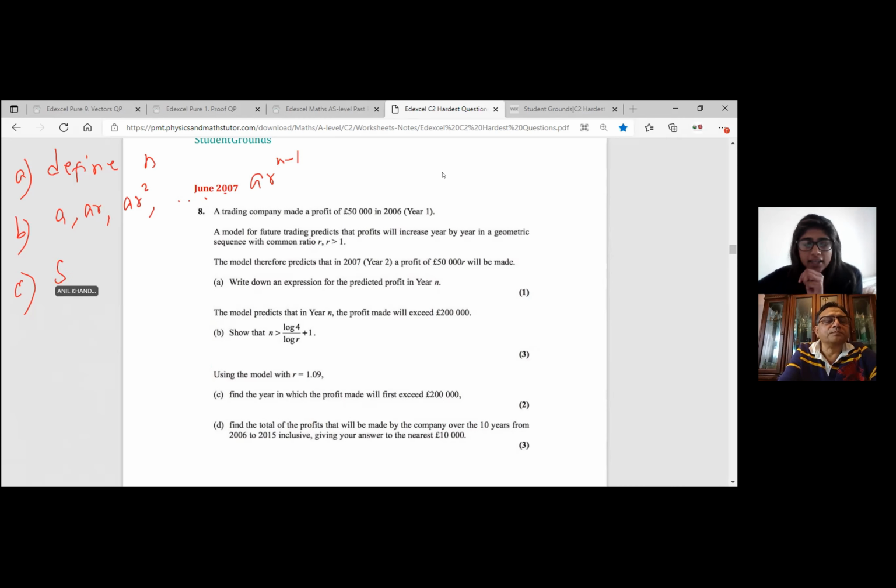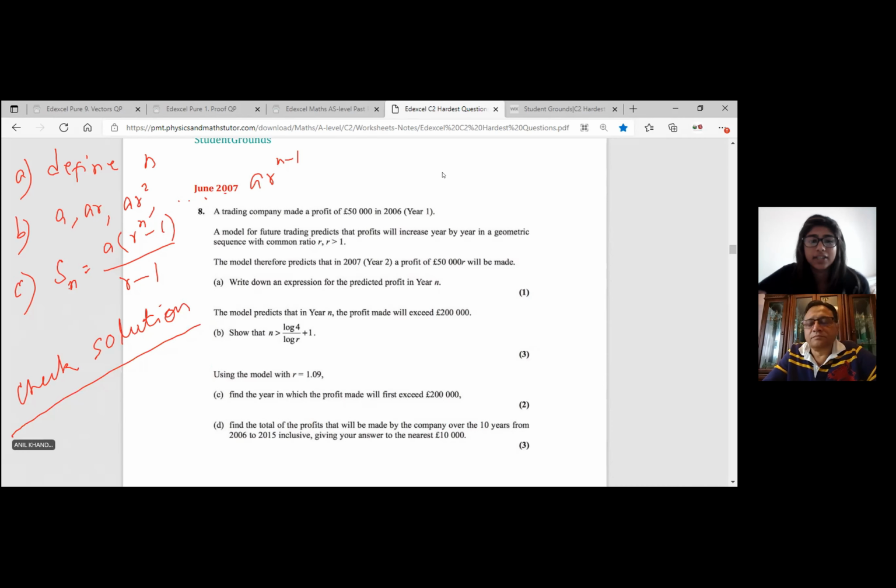Part C, the main part was to substitute in our values, all given, because from part A, when we defined all our variables, it was quite straightforward to put A as 50,000, R as 1.09, and work through. But the main thing for part C is once you've calculated your values, it's really good to substitute the value of n you've got into your equation from part A, just to check that your value exceeds 200,000. You might think it's another step, but it's that one step to make sure you've got your answer right, and it takes 2 seconds. So I definitely recommend doing that.